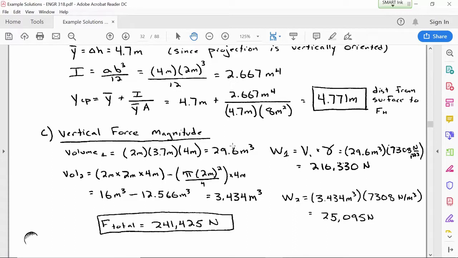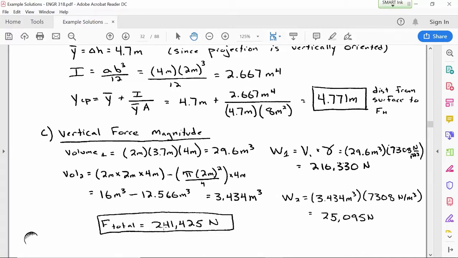So here's the volume 1 and the weight of the fluid associated with that. Volume 2, and then multiply, oh, it's not water, oil. Shouldn't have said water. Then element 2 multiplied by the unit weight of that fluid. So the sum force, 241 kilonewtons. So that's the magnitude of the vertical force.